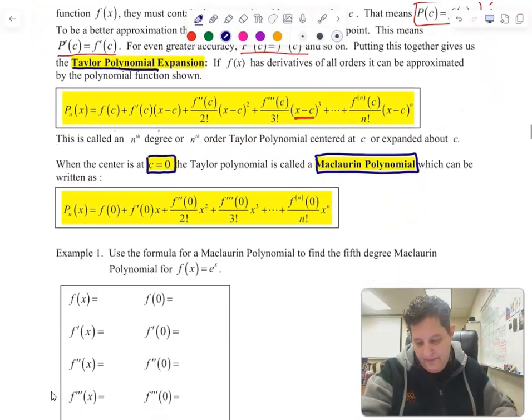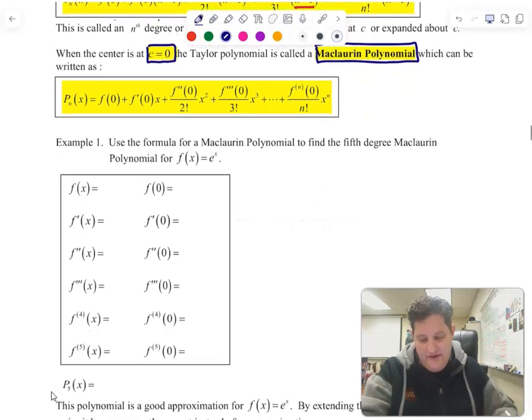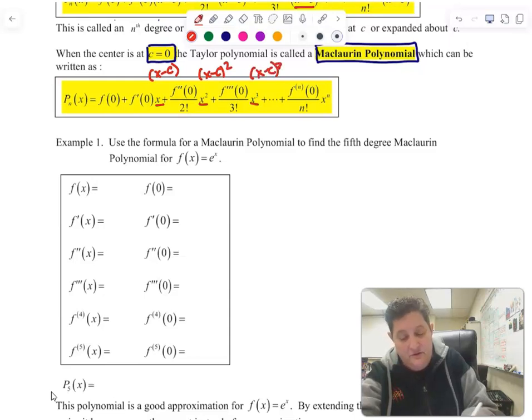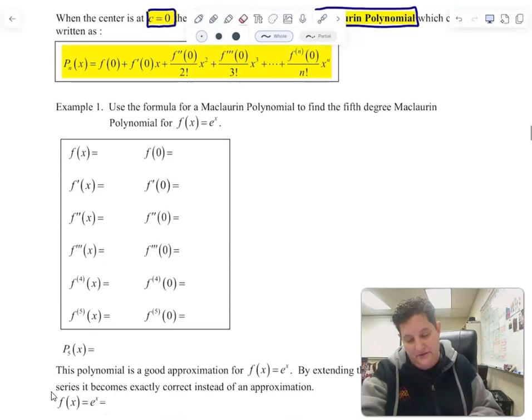Okay? And so you can kind of see that it's the same thing, just at 0. So all my x minus c just become x. X minus c squared becomes x squared. X minus c to the third becomes x to the third. Because c is 0. Okay? So it makes it a little more simple. So we're going to start off with it at 0 so that you guys can kind of make sense of this.